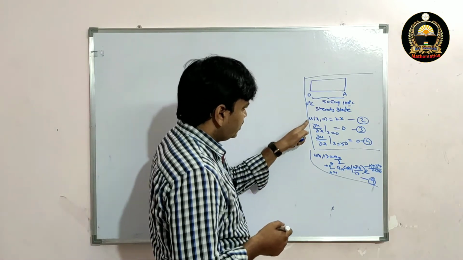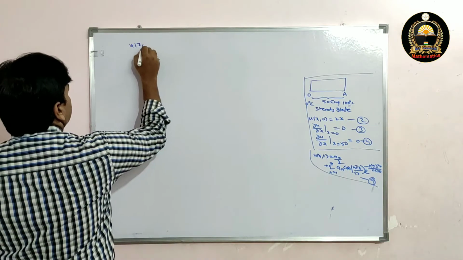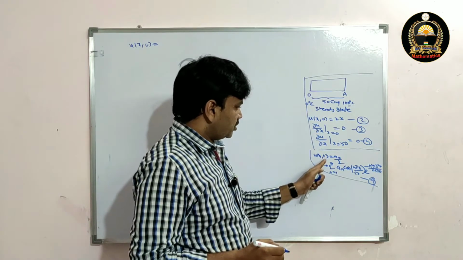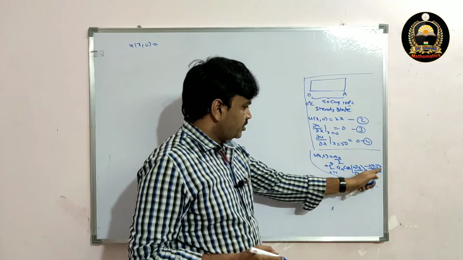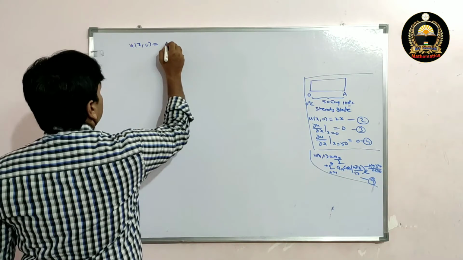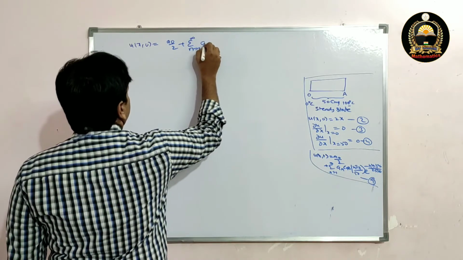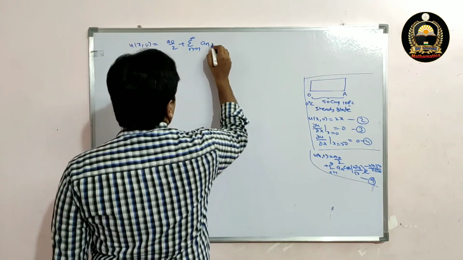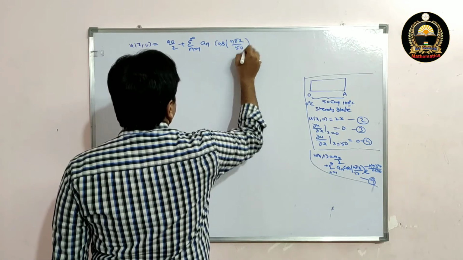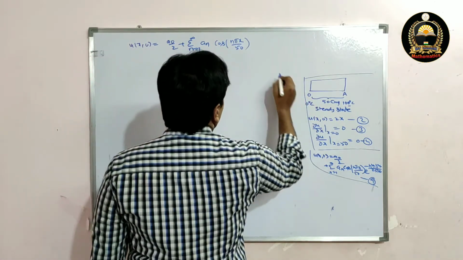Now I want to apply condition 2, students. What is 2? u of x comma 0 is equal to, so t value is 0 here. I want to substitute t is equal to 0. E power 0 value is 1. So finally I get a0 by 2 plus sigma n is equal to 1 to infinity an cos n pi x by 50. So u of x comma 0 value is 2x.